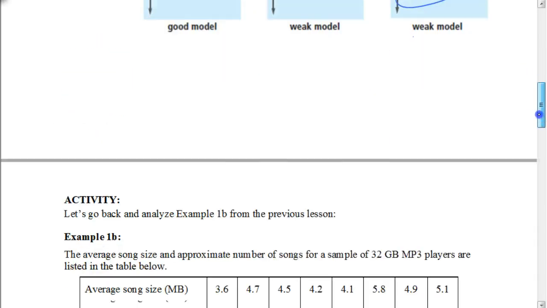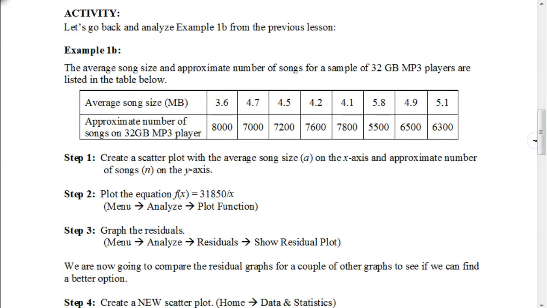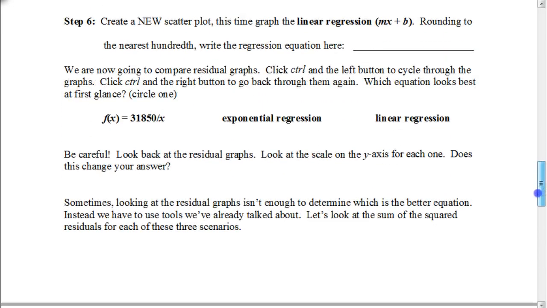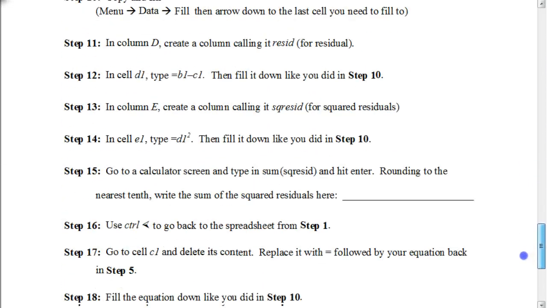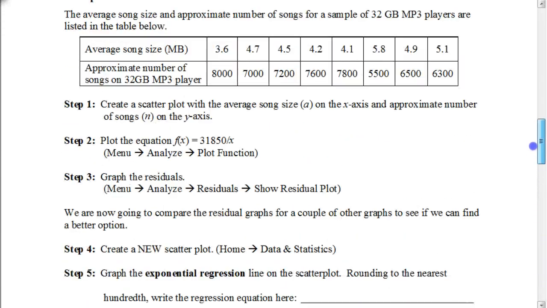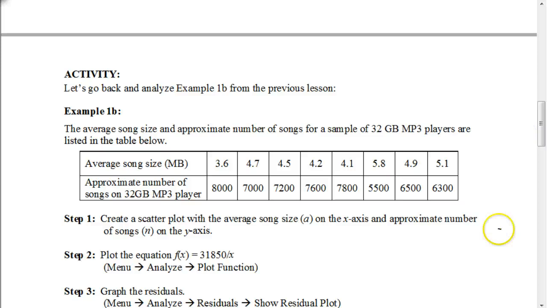Now, we're going to be looking at this example, and if you print out my notes online, you'll see that there's a lot of steps here. These steps aren't meant to be overwhelming, but we're going to go through each of them individually so you can see how to do it. Basically, we're going to look at the example we did in the previous video, where we were comparing the average song size with the number of songs of that size that could fit on a 32 gigabyte MP3 player.